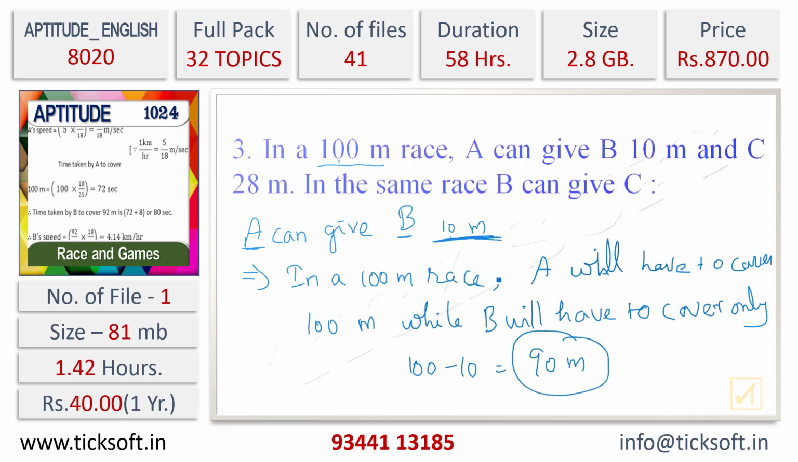So this is what we mean by A can give B 10 meters. So here A will have to cover 100 meters and at the same time B will have to cover only this 100 minus this 10, which is 90 meters. So this is the mathematical interpretation of A can give B 10 meters, and it is given that A can give C 28 meters.